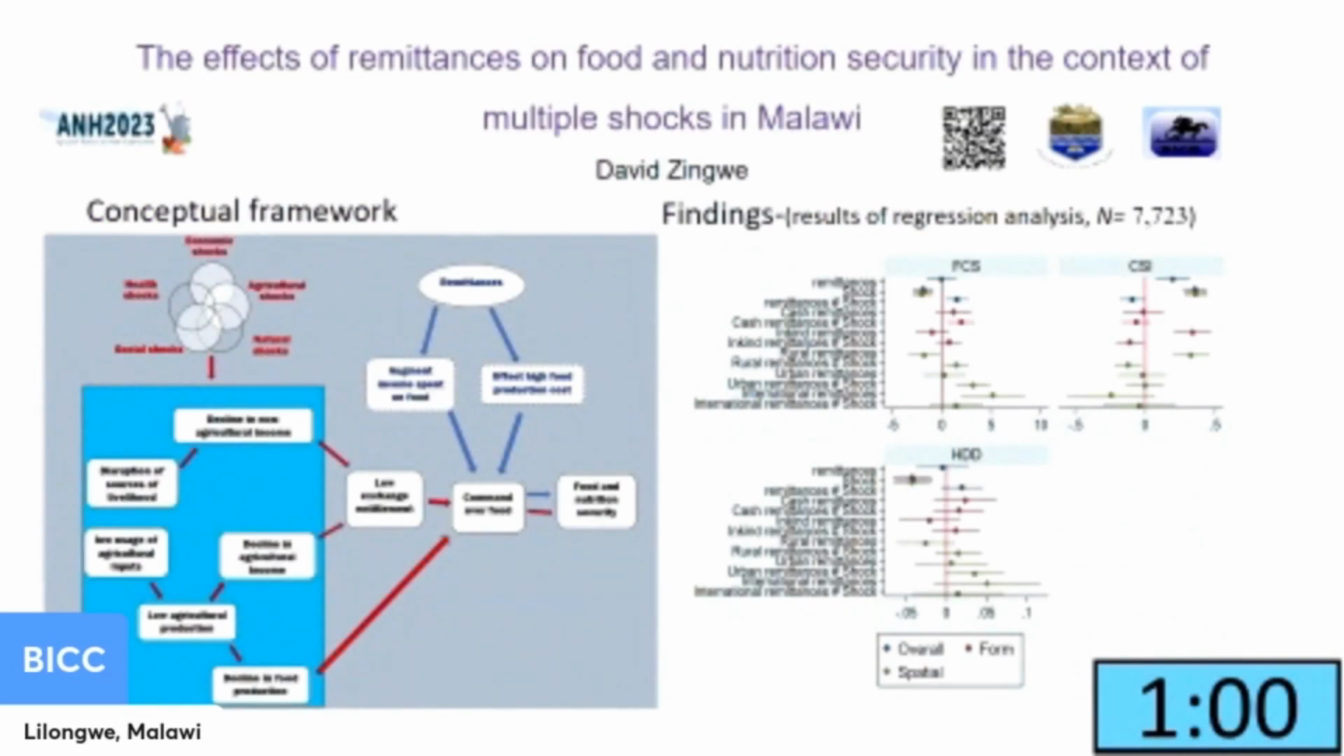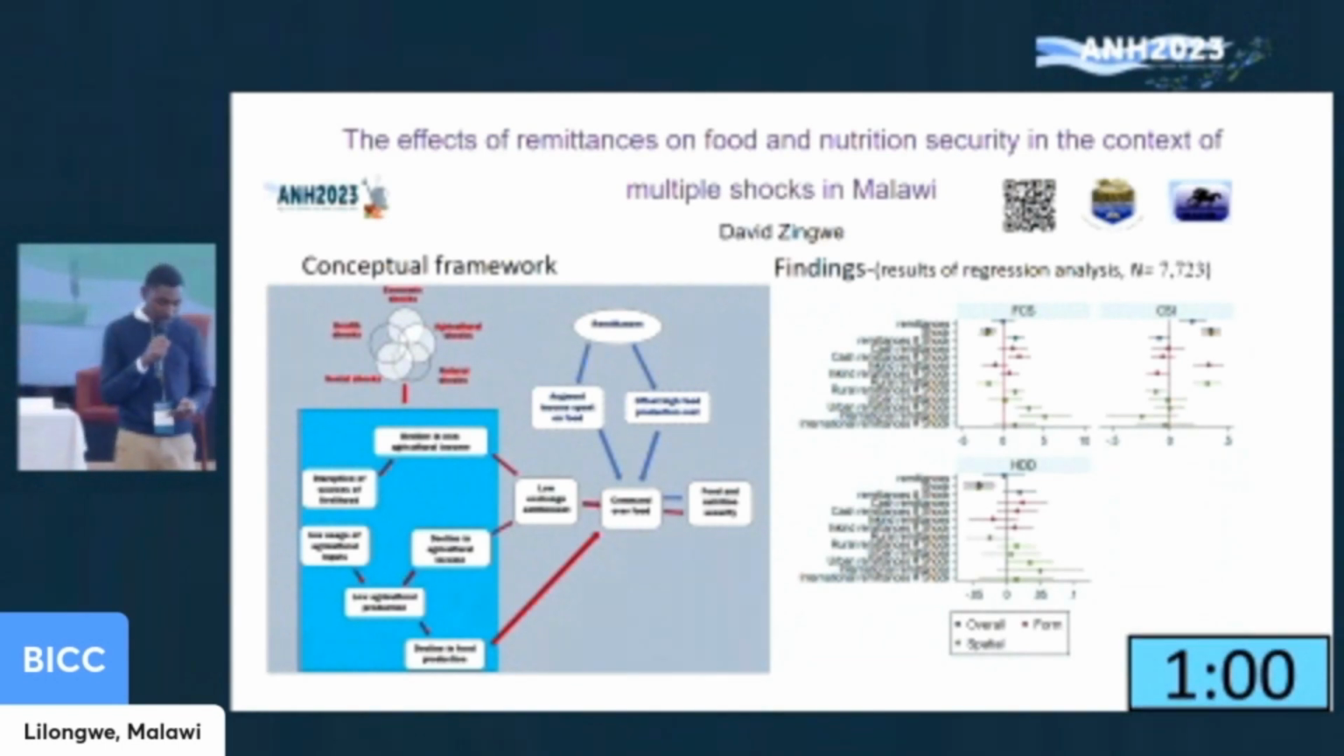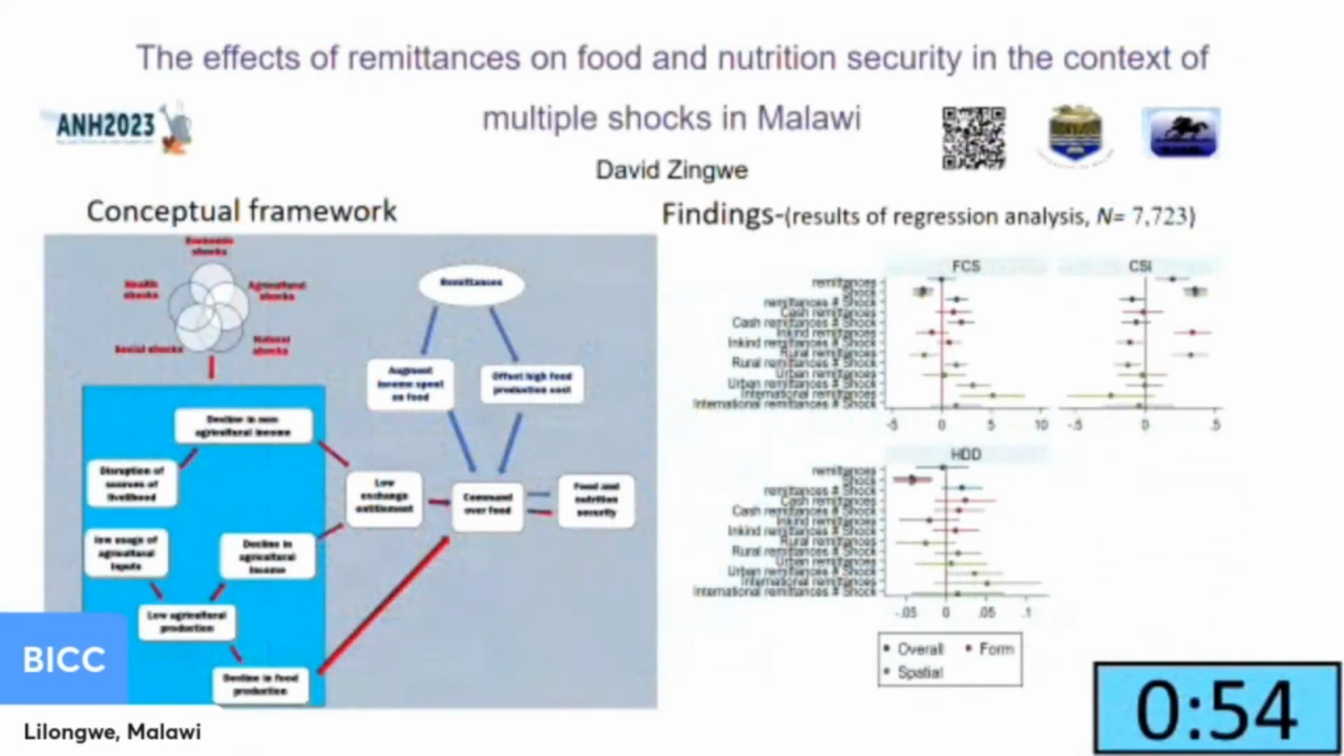Next, I'll welcome David Zinga. Your time starts now. The upsurge of shocks has exacerbated food and nutrition insecurity in Malawi. The pathways by which these shocks affect households and food security are through the income pathway and the food production pathway. In our study, we posed a question on the potential of remittances in combating food and shock effects. We find that remittances are able to combat food insecurity. However, they are unable to do so for household diversity. Thank you.